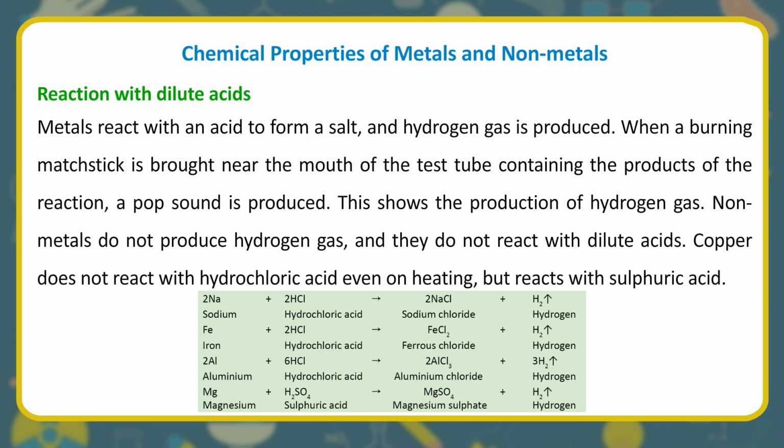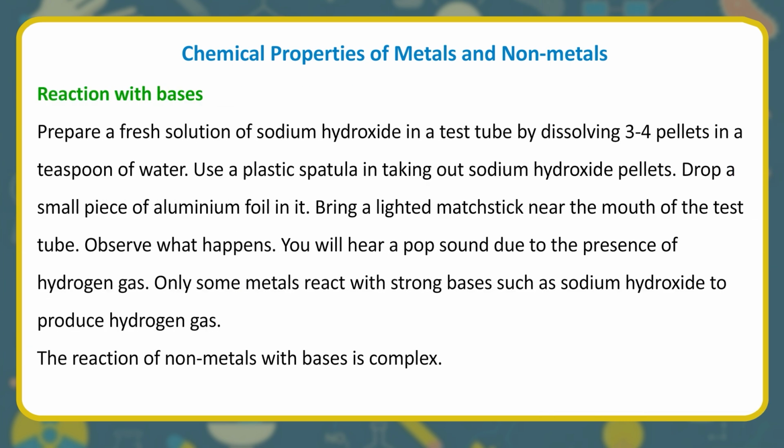FeCl2 ferrous chloride plus H2 hydrogen. 2Al aluminium plus 6HCl hydrochloric acid gives 2AlCl3 aluminium chloride plus 3H2 hydrogen. Mg magnesium plus H2SO4 sulfuric acid gives MgSO4 magnesium sulfate plus H2 hydrogen.